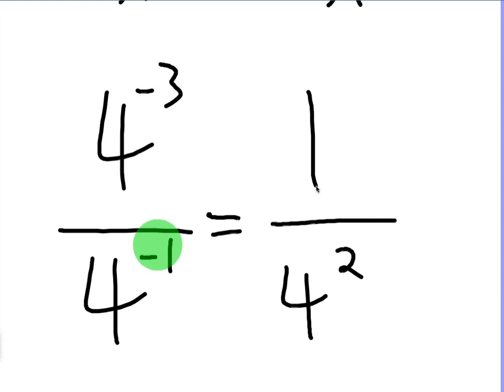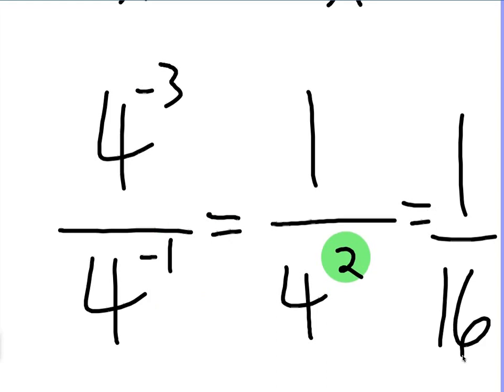And in some ways, if you were to do it the long way, it would even take more work. But just take the bigger number, subtract the smaller, and put your answer where the bigger number is. Since negative 1 is bigger than negative 3, you put the 2 there. And of course, if we wanted to simplify this all the way down, it'd be 1 over 16. Okay, so that's dividing like bases, and that's the shortcut.